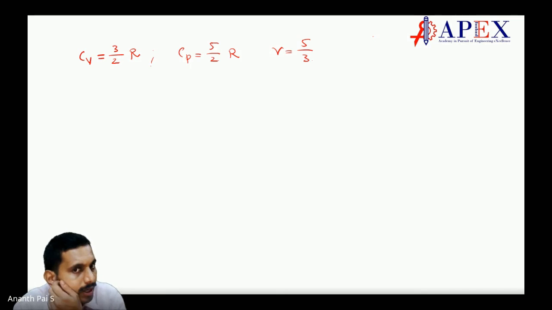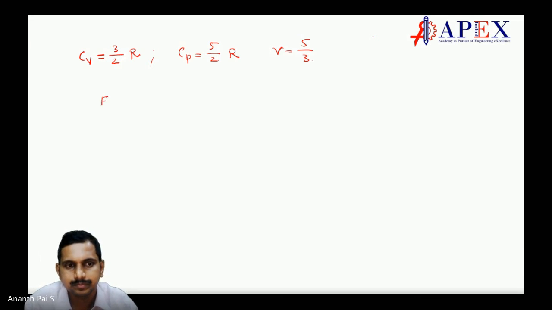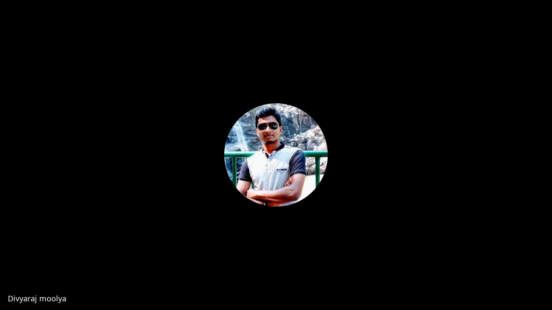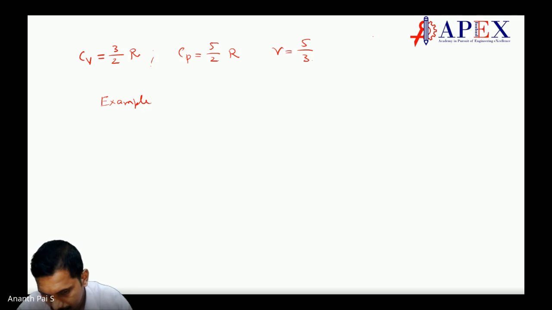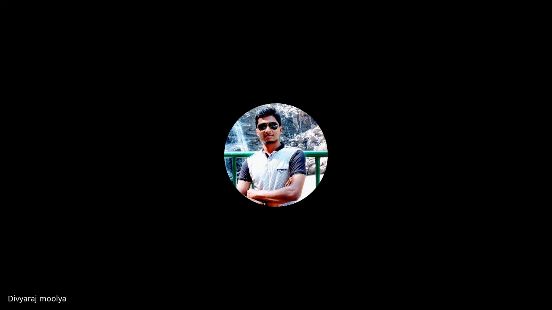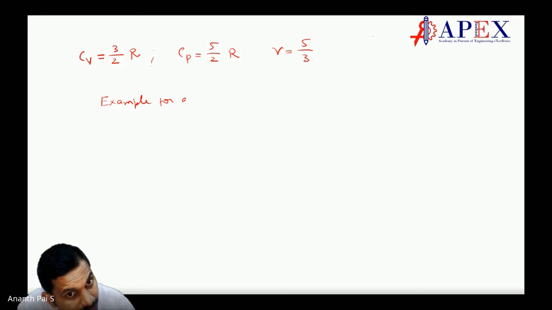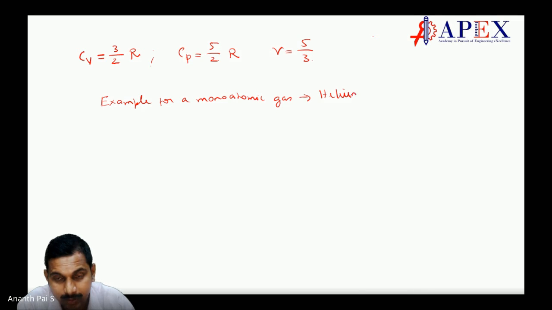Can you tell me one example of a monoatomic gas, students? Hydrogen? What is the example for a monoatomic gas? All noble gases. Argon. Helium. Okay, one of the easiest ones is helium.